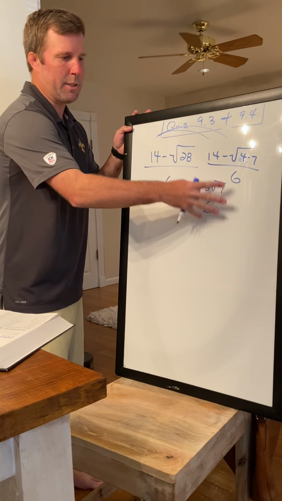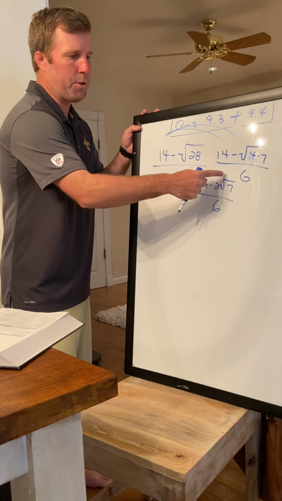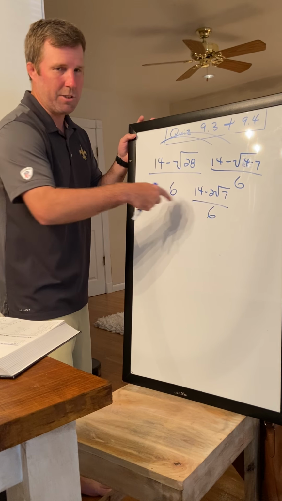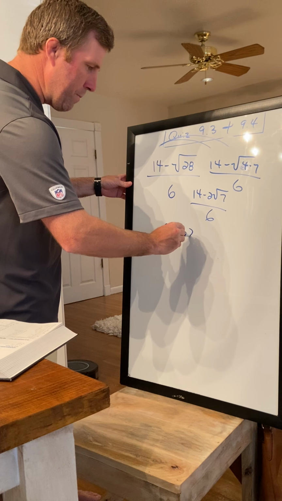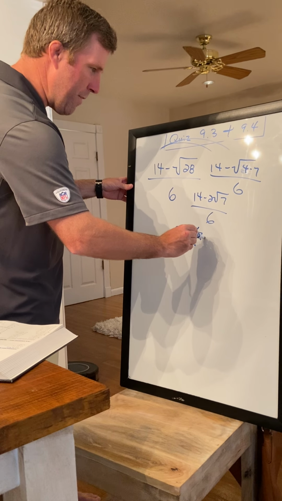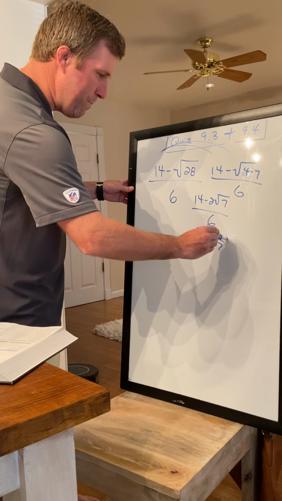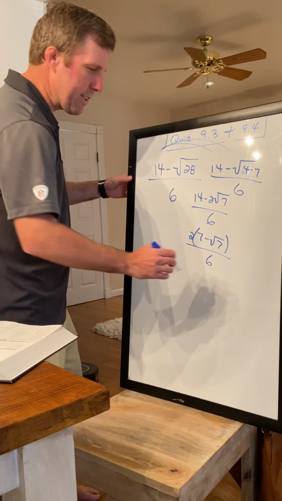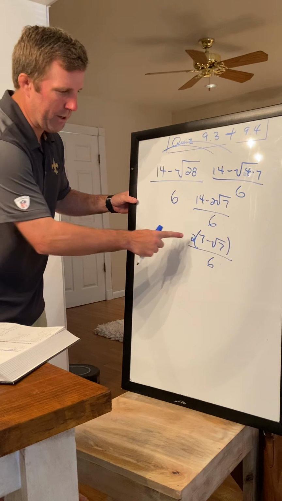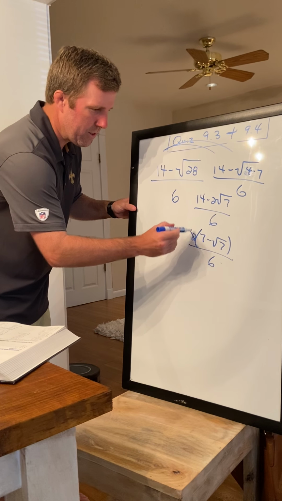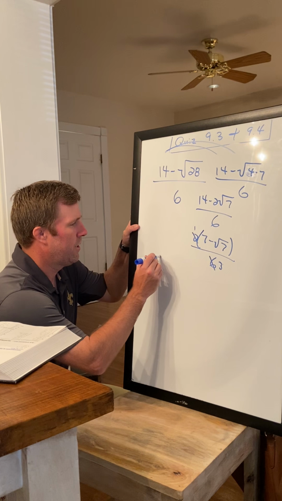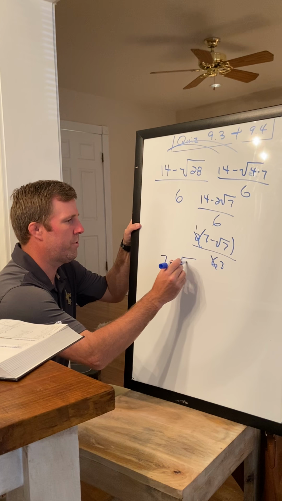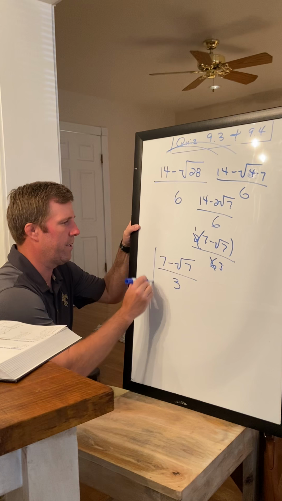I can't box that as my final answer because look at the 2 terms on the top. There's a common factor, a 2. I can take a 2 out of the top, which leaves me with 7 minus the square root of 7 all over 6. And now I can reduce the 2 and the 6, 1 and 3. So my final answer, 7 minus the square root of 7 over 3.